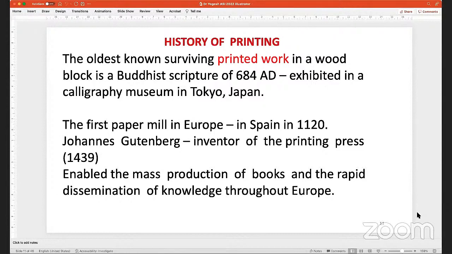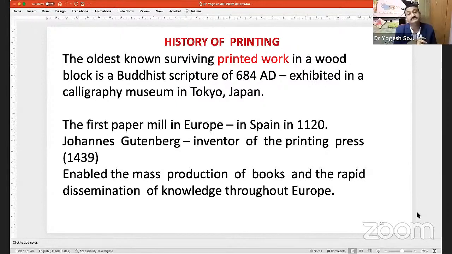The history of printing is also evolving, and due to the print media or the electronic media revolution, the illustrations are also changing. The oldest known surviving printed work, a woodblock, is available as a Buddhist scripture of 684 AD. It is exhibited in the Calligraphy Museum in Tokyo. The first paper mill was started in Spain in 1120. Printing enabled the mass production of books and a rapid dissemination of knowledge throughout Europe and later throughout the world.